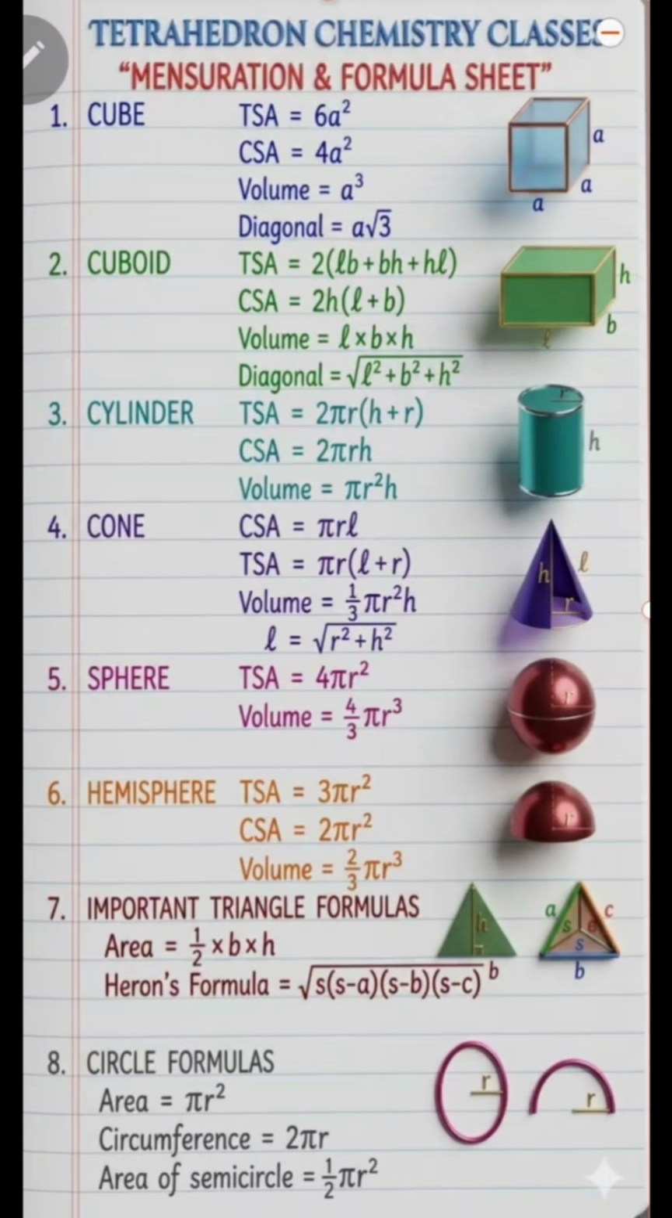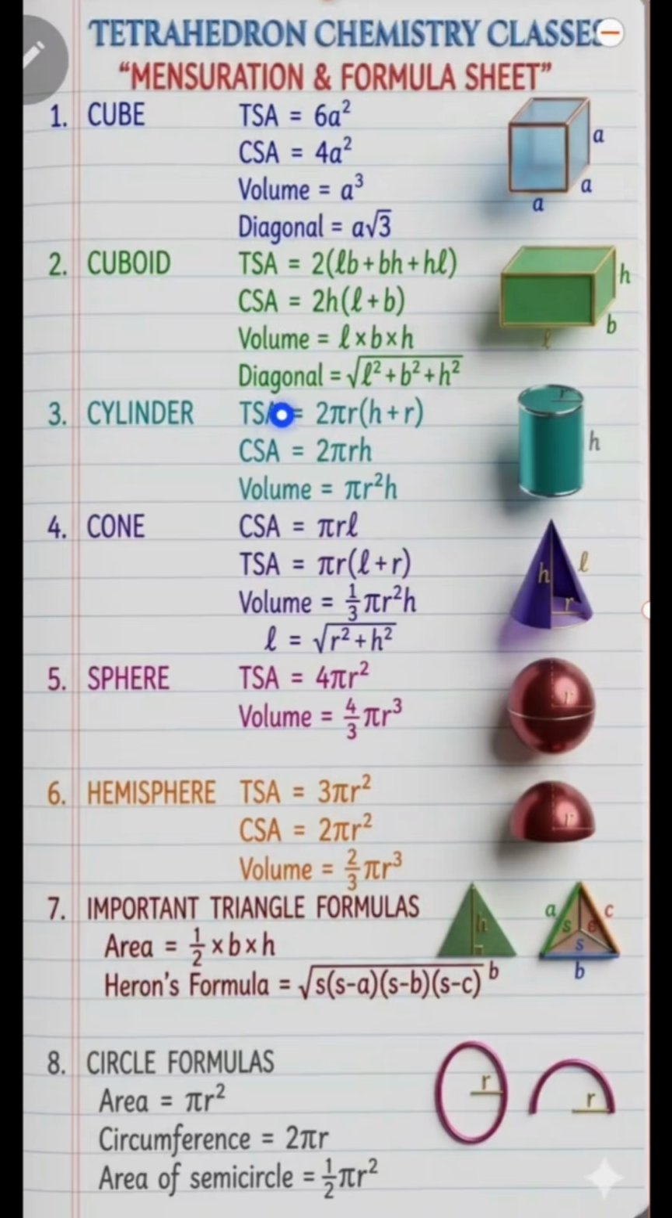For the cuboid, total surface area equals 2 times the sum of length into breadth plus breadth into height plus height into length, while curved or lateral surface area equals 2h times the sum of the length and the breadth. Volume of the cuboid is length into breadth into height. Diagonal of the cuboid is given by the square root of length squared, breadth squared and height squared.